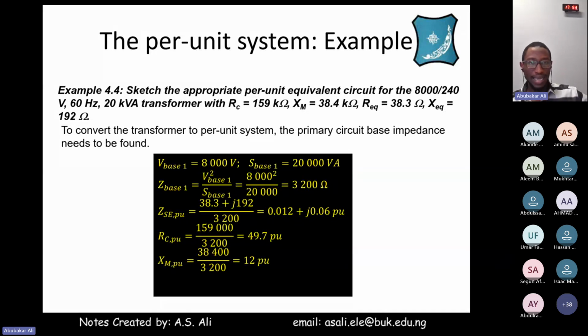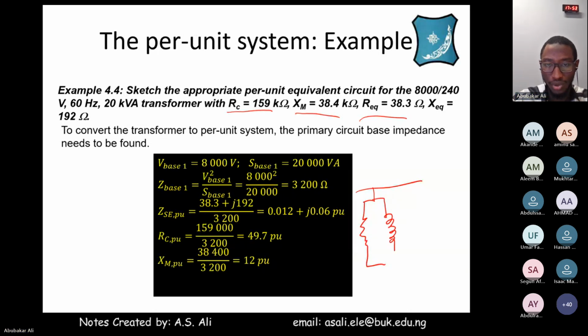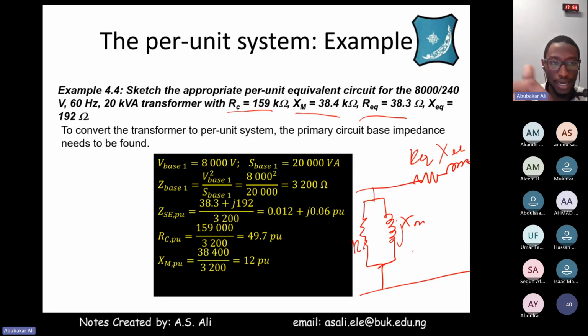All right, so now we have another example. We have a transformer, 8,000 by 240 volts, so this is a step down, 20 kVA transformer. This is the core resistance and the inductance here. We know also the R equivalent and the X equivalent. If you remember, our transformer circuit is like this: we have the resistance here, we have the inductance, then we have R equivalent. So this is the R equivalent, X equivalent, RC, XM, if you do not forget. These are the values we have here.